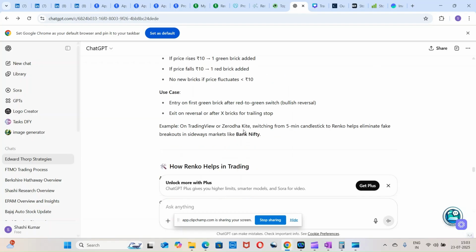On TradingView or Zerodha Kite, switching from a 5 minute candlestick to Renko helps eliminate fake breakouts. So other than trend direction, Renko also helps you eliminate fake breakouts in sideways markets like Bank Nifty. Fake breakouts are also eliminated.